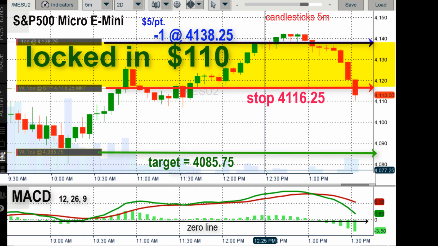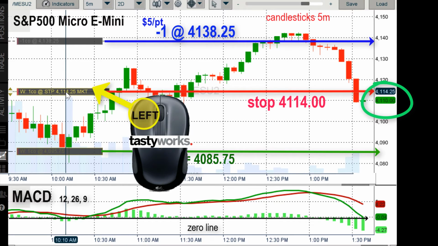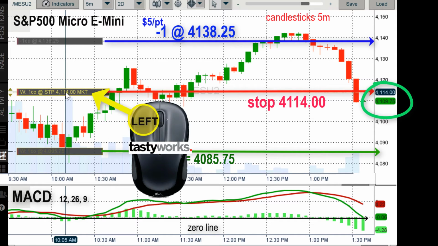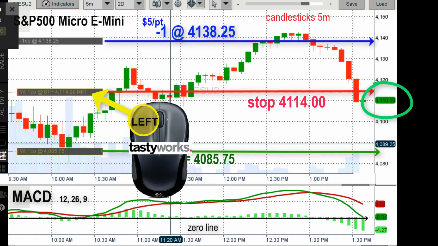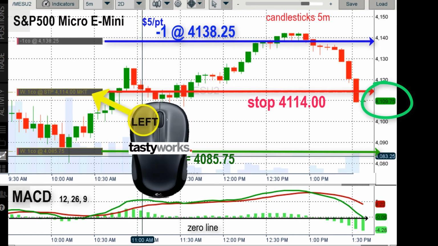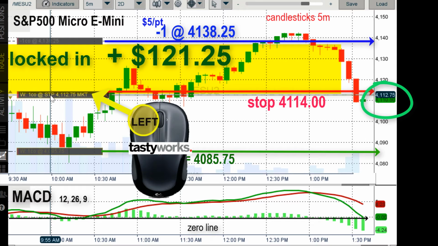But wait, there's more. Less than a minute later, this happens. I have to bring the TW mouse back to sweep up some more money. Now, I am holding down that left mouse button while I'm watching the quotes over on the right side of the screen in the green circle. It's down at 109, and I haven't let go of that left mouse button yet. There. When I saw it trade down to 110, I let it go, and I locked in profits with a stop at 41.14.